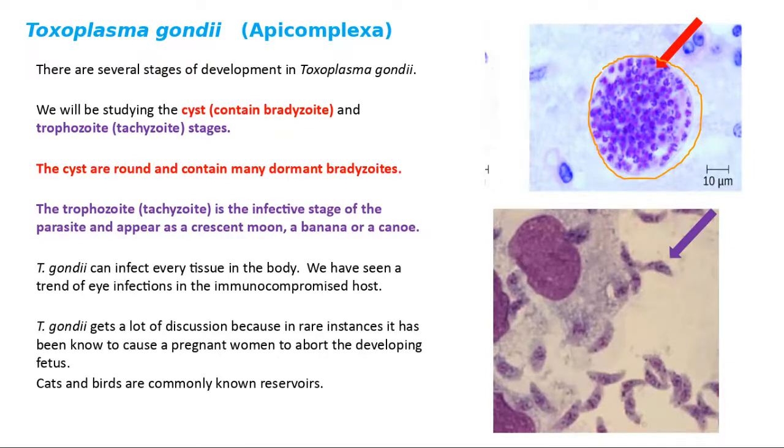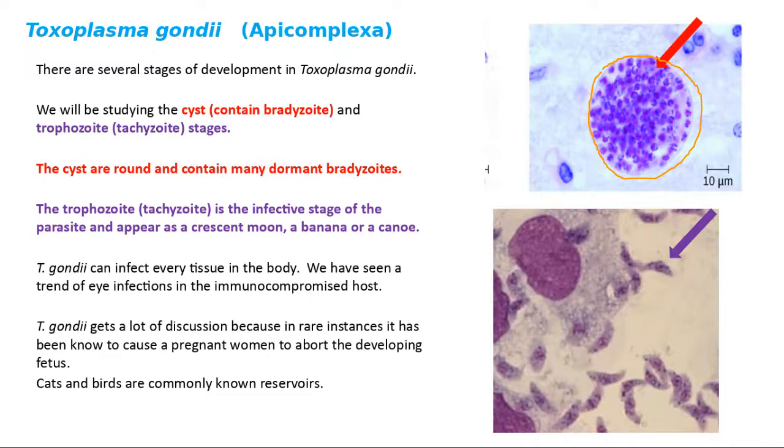So these can cause all kinds of infections, right? They get a lot of discussion because of pregnant females and causing abortion in them, but really, it can cause all kinds of septic infections, parasitemia, all kinds of different things. And the known reservoirs are cats and birds, right? You should know that also.